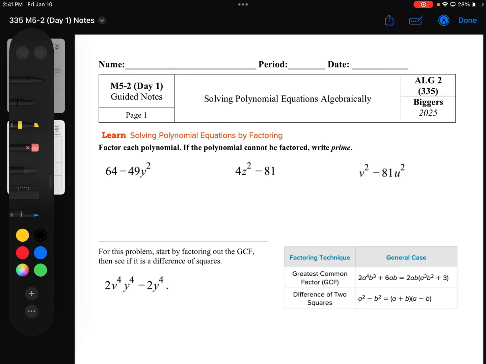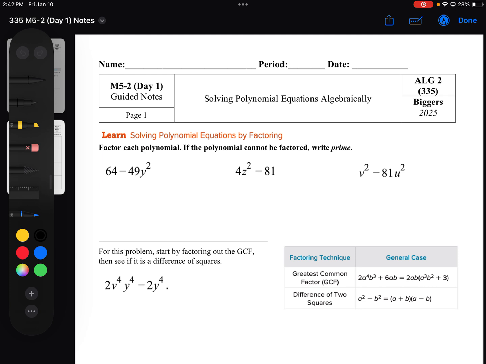Alrighty, so today we're going to hop into Module 5, Lesson 2. This is day 1 of a 3-day lesson. We're going to be solving polynomial equations algebraically. Today we're not going to really solve anything, but we are going to practice our factoring skills because we're going to need those to help us solve algebraically.